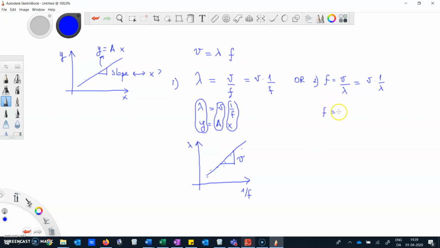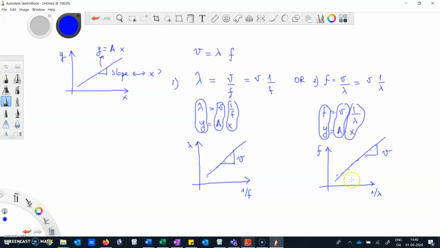The other case, the second case, is very similar. So we have f equal v times 1 over lambda. Let's compare it again with the line a times x. We need to do again the same thing. So if we want v to be our a, then we need to put 1 over lambda as our x and f as our y. So we need to create a graph where on the x I will put 1 over lambda, and on the y I'm going to put the frequencies. And the data are probably going to describe a line where the slope should be v.